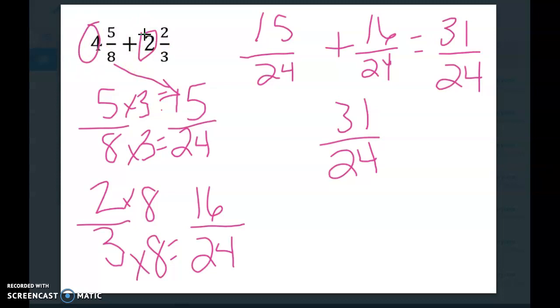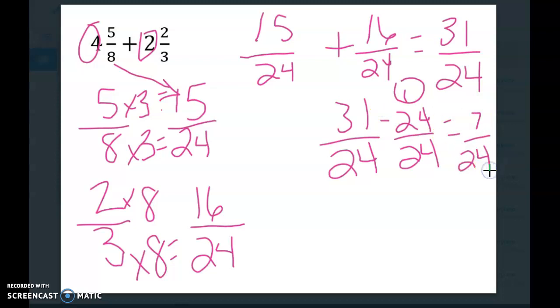I have to get my other mixed number so that I can add in my 4 and 2 wholes. So I need to take out a whole. So here's my one whole. I'm going to take out 24 24ths. And I'm going to subtract to see how much I have left over. So 7 24ths is left over. So really I have 1 and 7 24ths.